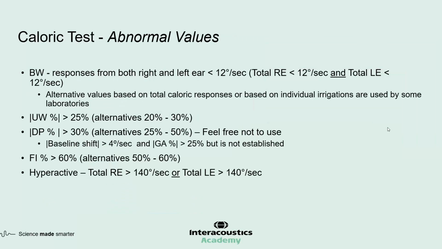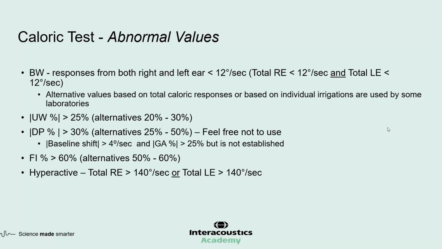So once you calculate those parameters, you have to decide whether these are normal or abnormal. The most common parameters are given in this slide. For bilateral caloric weakness, I use the criteria that the total responses from both ears should be less than 12 degrees. But if you read the literature, there are literally a dozen different criteria for determining bilateral weakness. The reason for that is that caloric testing is not an appropriate test for bilateral weakness. So depending on what sample you have, you're going to get a different number.